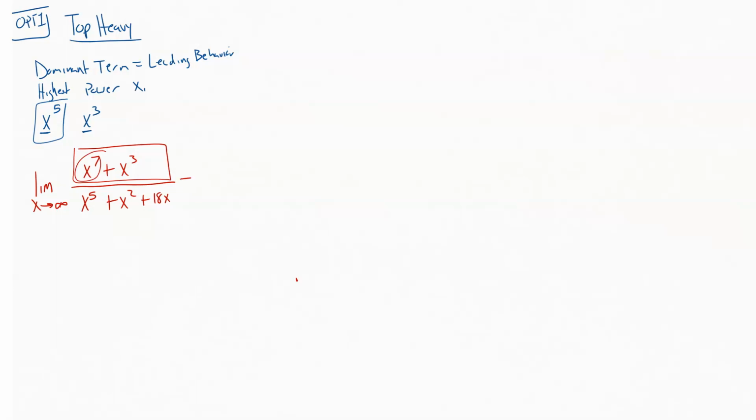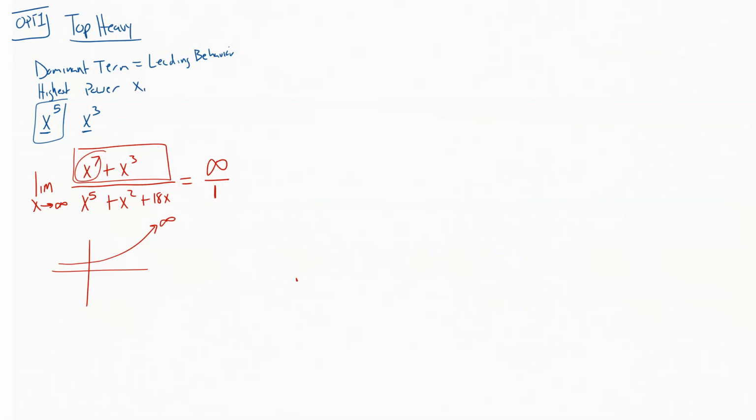And so what that's basically telling us is that the top of this thing is headed off to infinity, and there is nothing that the bottom can do to stop it. That x to the seventh power is just getting huge. So the top of the fraction is where the leading behavior lives. That's why I call it top heavy. And that's basically just leading our graph up to infinity.